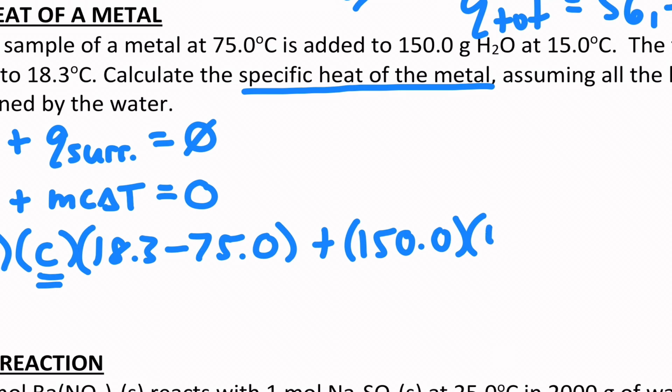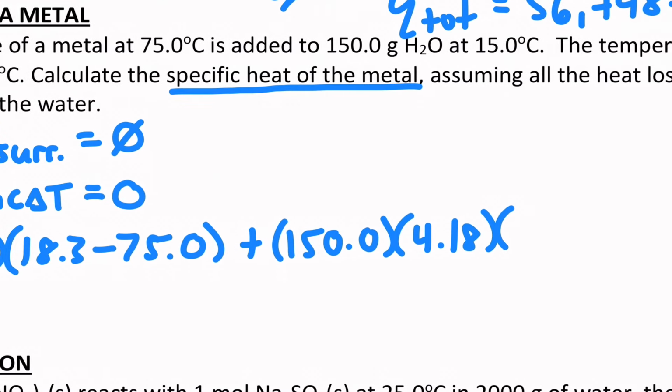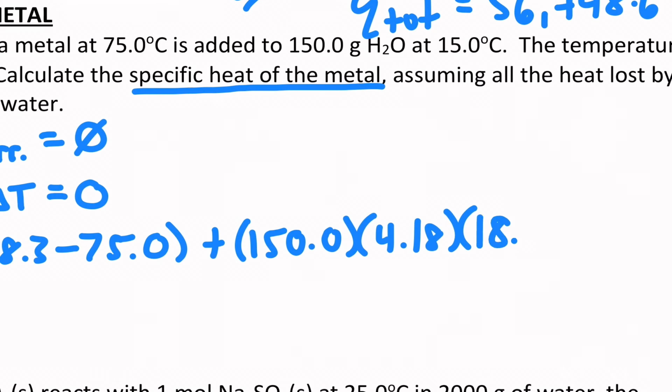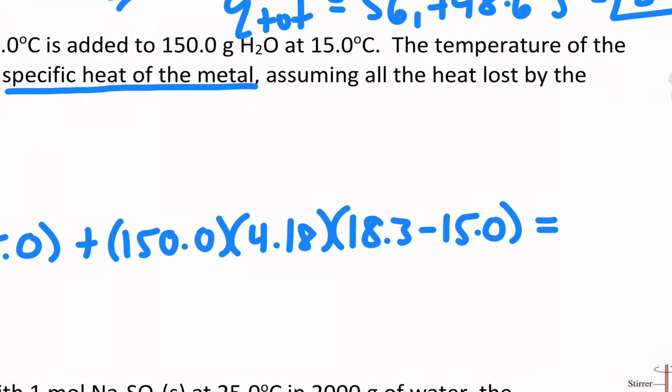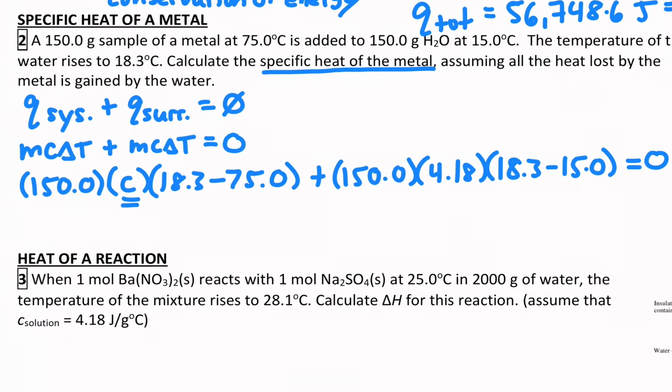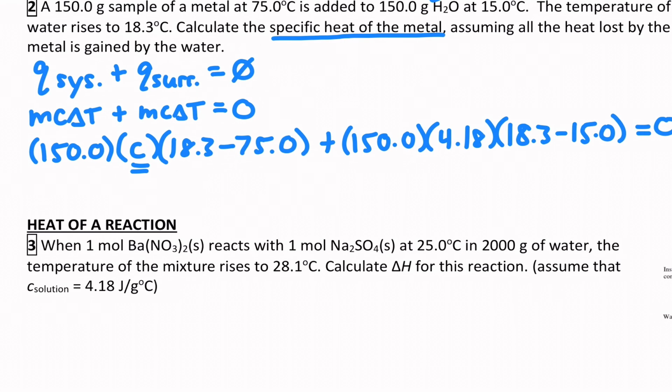The specific heat of water is 4.18. And the delta T of the water is the final minus initial of the water. So 18.3 minus 15.0 equal to 0. So we have one big numerical equation and one unknown.